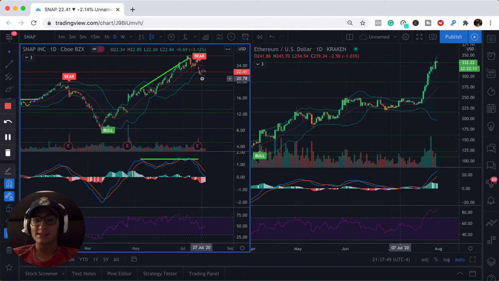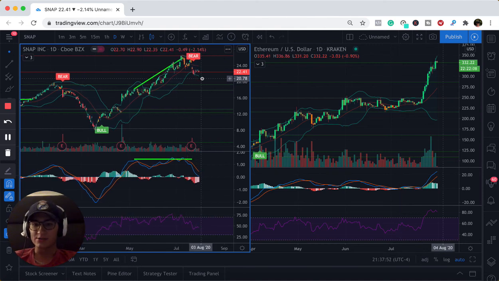So use these indicators to basically back up your decision on whether to go long or bullish on a stock, crypto, or Forex currency, right?